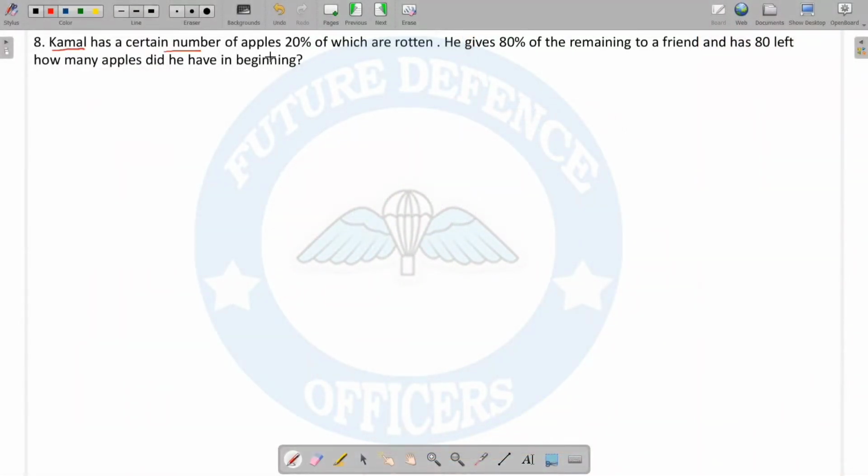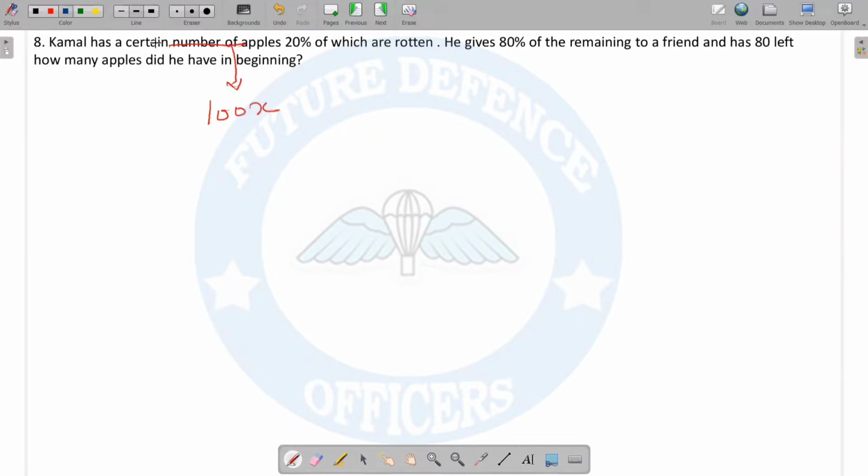Kamal has a certain number of apples, and 20% of his apples are rotten. Now we will do the same. Whatever we know, let's take the number of apples as X, because that number is not dependent on anything, while rotten and remaining apples depend on what he was having initially. Let's take he was having 100x apples.